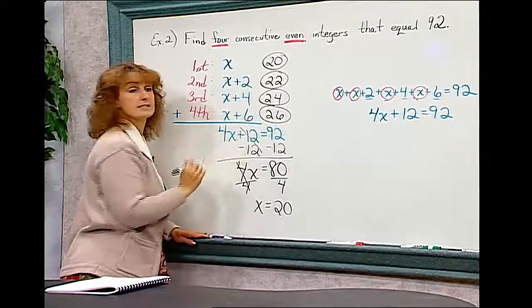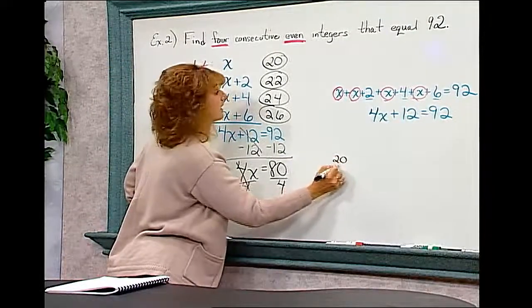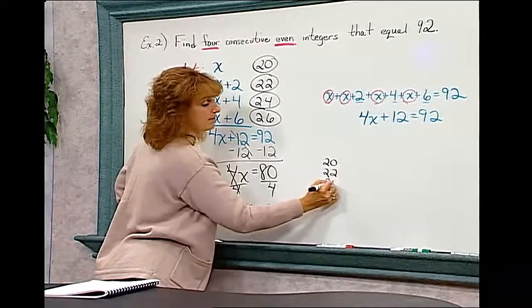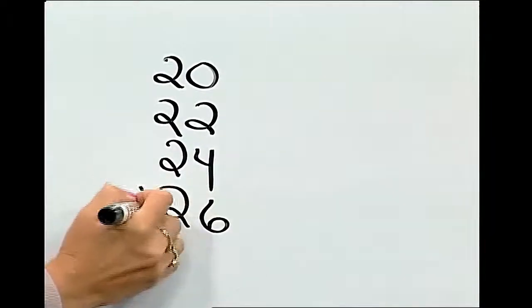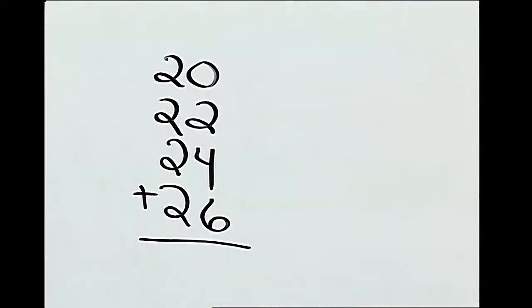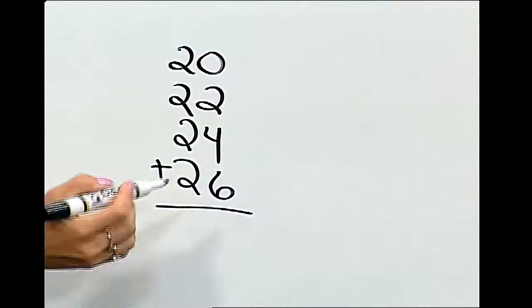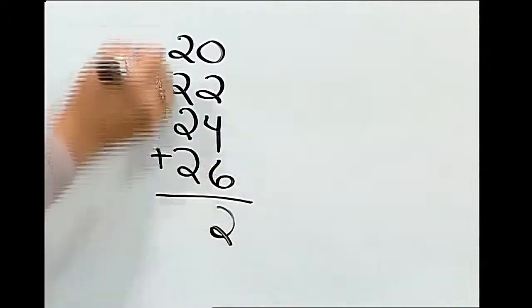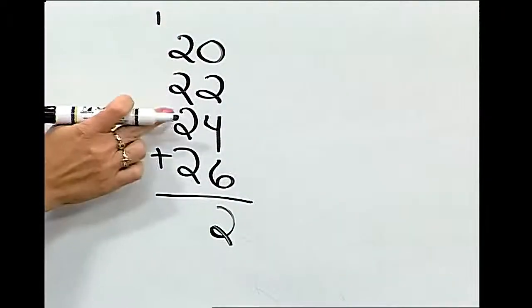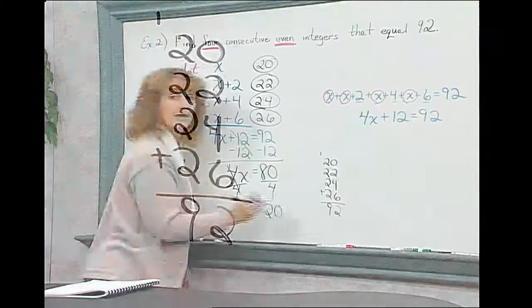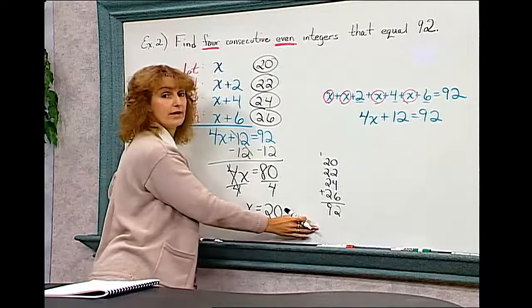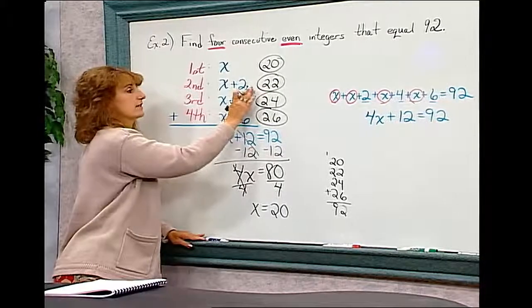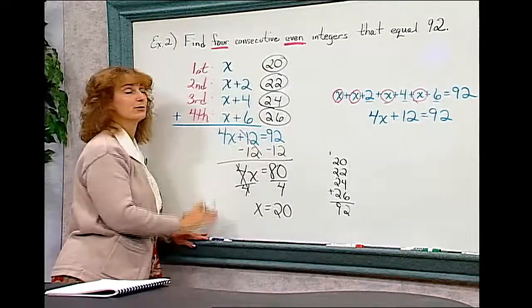Double checking, take those 4 numbers on the side, add them up, and see if you get 92. 2 plus 4 is 6, and 6 is 12. 1 plus 2 plus 2 plus 2 plus 2 is 9. We get 92. We have correctly found 4 consecutive even integers that equal 92.